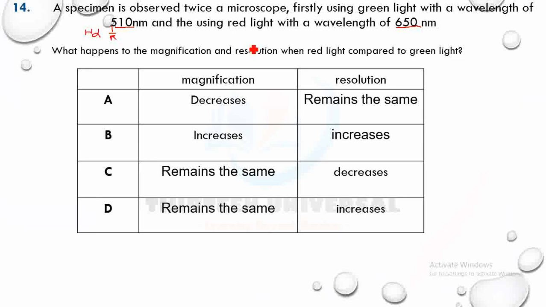If you move from 510 to 650, you move from high resolution to low resolution. So that means the resolution will decrease. So let's check the one that says resolution decreases. That's this. This is high resolution because it's shorter wavelength, and this is low resolution. Because the shorter the wavelength, the higher the resolution, that's a decrease. And of course, nothing happened to magnification. Magnification remains the same.